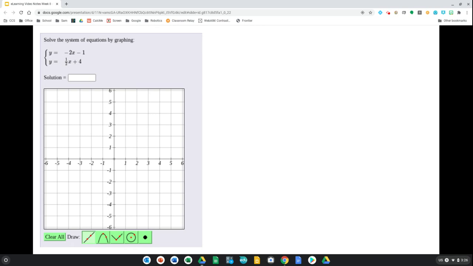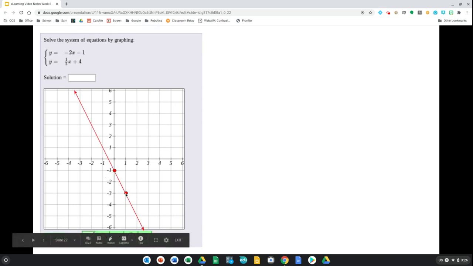Where would you start if you were going to graph the equation y equals negative 2x minus 1? You would start at negative 1, and then you would use a slope of negative 2. To use a slope of negative 2, where would you go next? You should go down 2 and over 1. That brings you to this point right here, and then we draw our line in. So there's the line y equals negative 2x minus 1.